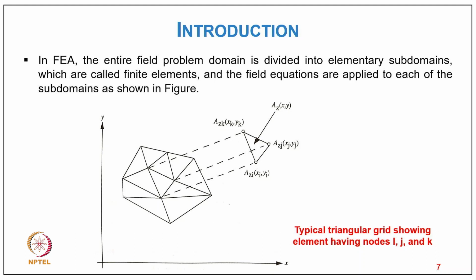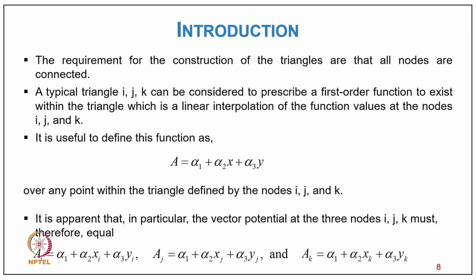From the body in the xy plane, in two axes, the elements can be defined as a typical triangular grid showing elements and nodes, with the nodes I, J, K, and typically small elements as triangular elements. Different elements are used: sometimes triangular, sometimes trapezoidal, sometimes rectangular. Here it is shown as a typical triangular model. The requirement for the construction of triangles is that all the nodes are connected.